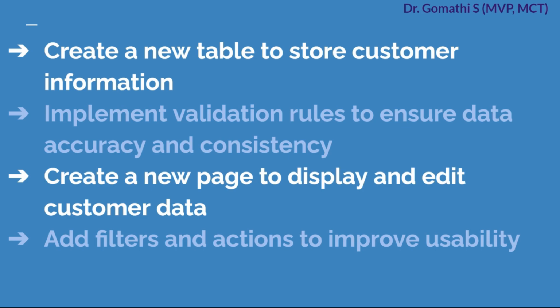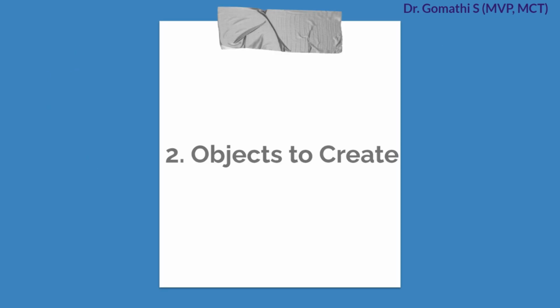To start this project, we will need to create several Business Central objects, including pages, tables, and codeunits. So we'll be creating a new table to store customer information. We will be implementing validation rules to ensure data accuracy and consistency. We'll create a new page to display and edit customer data, and filters and actions to improve usability.